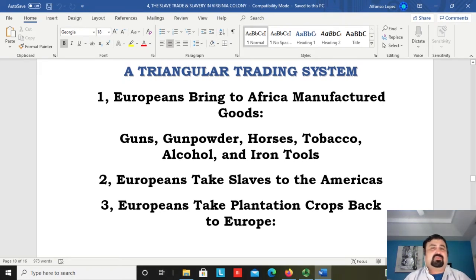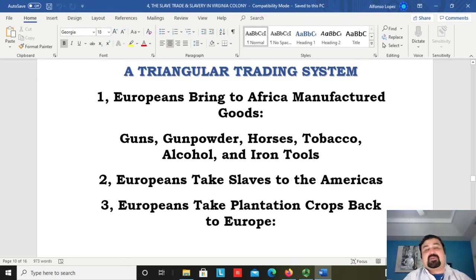Alcohol and iron tools. Again, we're going to see that the Europeans bring cargo, manufactured goods, to Africa, and they trade those manufactured goods for labor, which is called slaves, servants. They were called Slavs, which was a serf, in other words, a servant. Labor, again, in simplistic terms. And so they trade those manufactured goods for labor, for serfs or slaves.